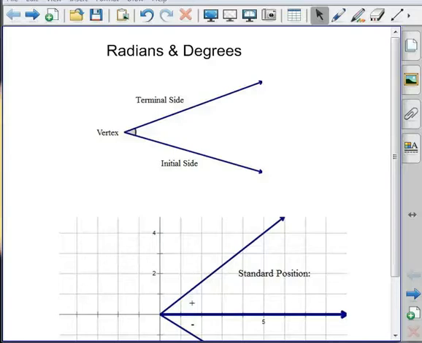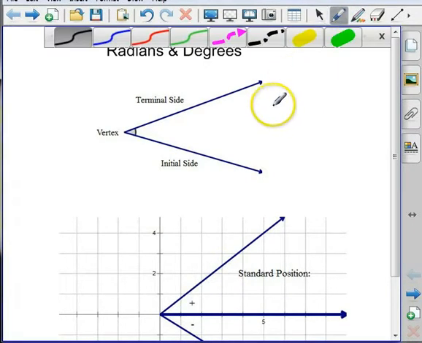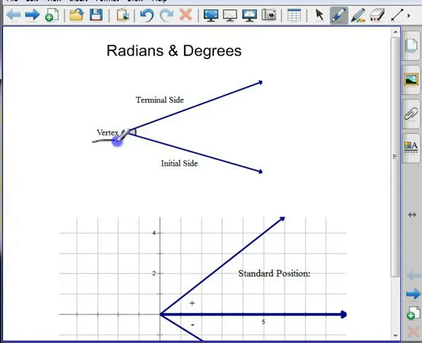Hi, this presentation is about radians and degrees, and the first thing we're going to start talking about is angles. Any angle is composed of two rays with a common endpoint, and that endpoint is called the vertex. One side is the initial side, and the other side is the terminal side. If you just have an angle hanging out there, it doesn't really matter which one is initial or which one is terminal.